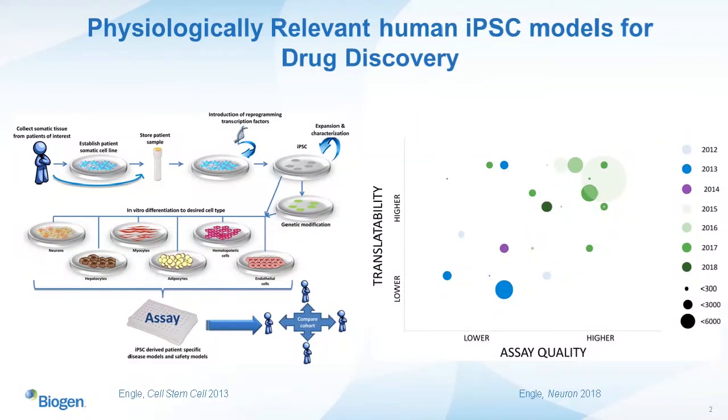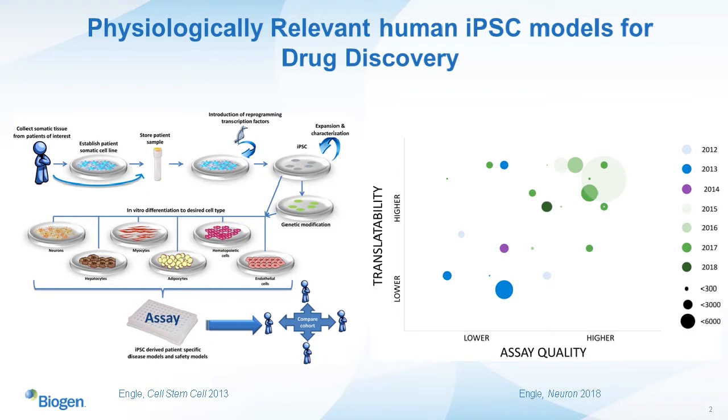Human iPSC models are playing an important role in drug discovery by providing physiologically relevant cell types, as shown on the left. Patient-derived iPSCs or healthy control iPSCs can be differentiated into various cell types, then used for various assays to understand the disease of interest, to establish safety models, or to screen compounds. The plot on the right is from a 2018 Neuron paper.